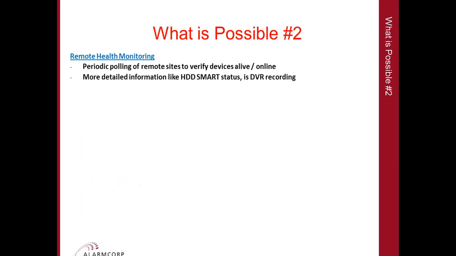The periodic polling of remote sites to verify the devices are alive online. Obviously, that's very useful if you've got a large system with lots and lots of devices, and you want to know if a particular device has suddenly stopped transmitting, even if you're not viewing video from that device at the time. You can also do more detailed information, like viewing the hard disk health, is the DVR even recording, has a camera gone into video loss, etc.